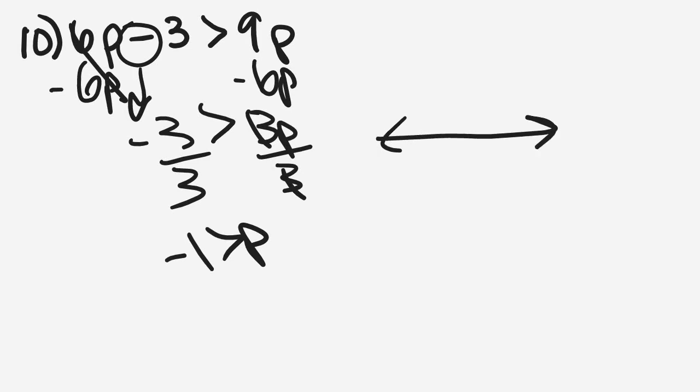So when we graph that, it's going to look like this. Here's negative 1. It is an open circle because it does not have the little line on the bottom. And then we want all the p's that are smaller than that, like the alligator's eating the negative 1. So the negative 1 is the biggest one. And we draw that to the left.